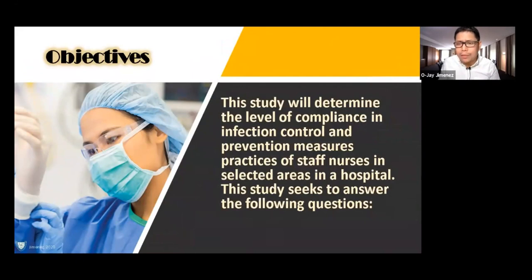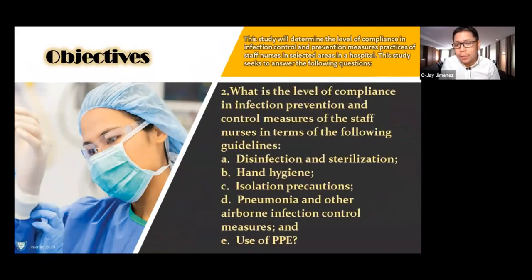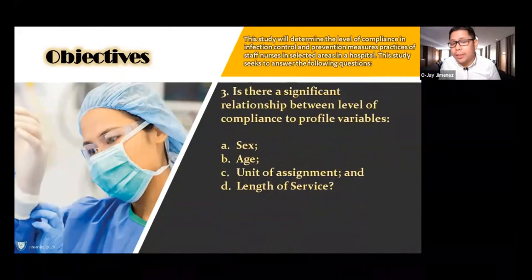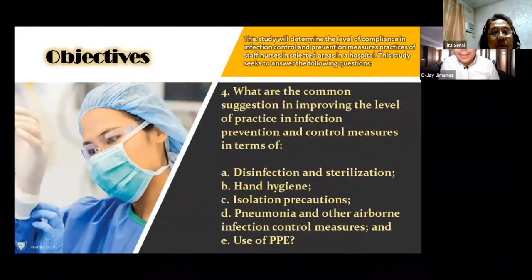So this study seeks to answer the following questions. First, of course, is to determine the profile of the staff nurse participants according to sex, age, unit of assignment, and length of service, and determine their level of compliance based on the following guidelines, which include disinfection, sterilization, hand hygiene, isolation protocol, pneumonia and other airborne infection measures, infection control measures, and of course, the use of PPE. Third is to determine if there's a significant relationship between level of compliance and profile variables, as mentioned earlier. And lastly, what are the common suggestions in improving the level of practice in infection prevention and control measures in terms of the following IPC guidelines?